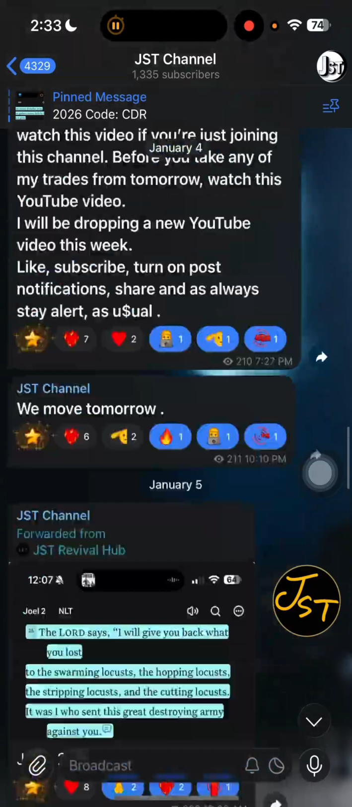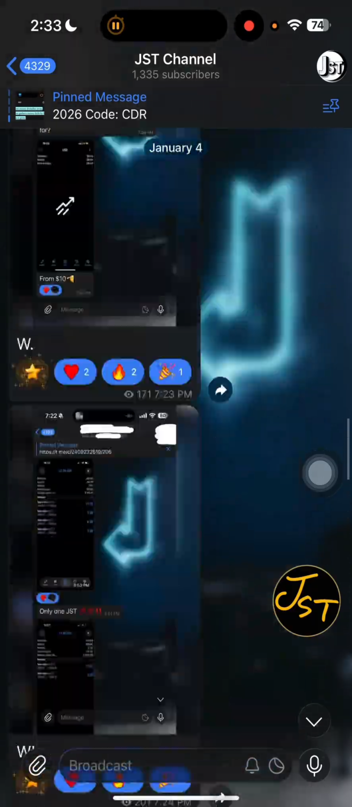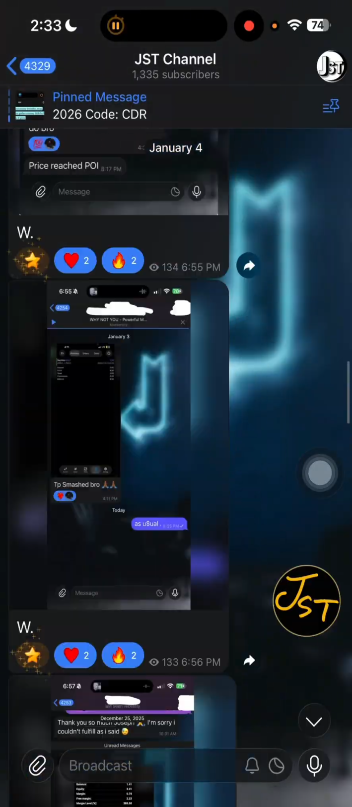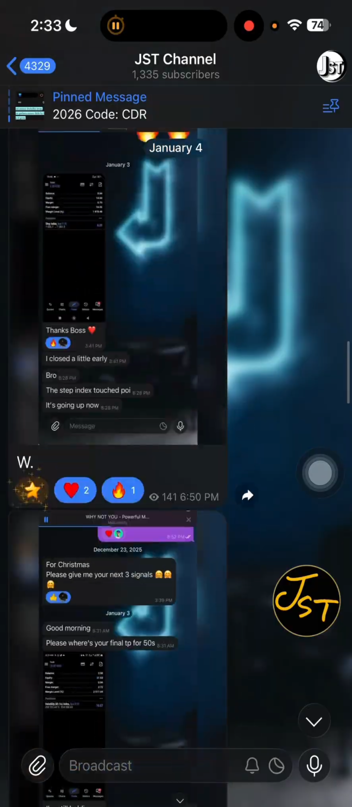And this is not the first time. Let me show you. Someone flipped from $2 to $100 yesterday. So if the person can do it, you can too. All these are just wins.